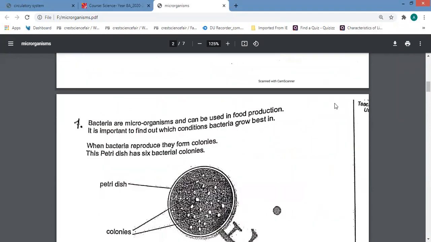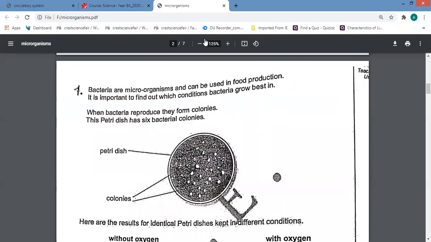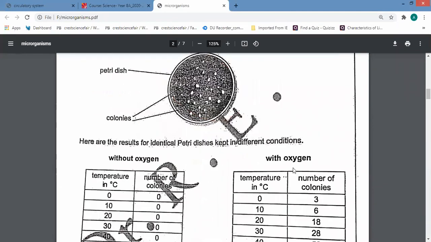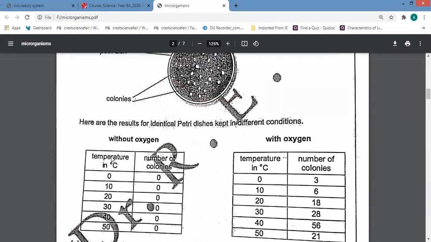The first question: bacteria are microorganisms and can be used in food production. It is important to find out which conditions bacteria grow best in. When bacteria reproduce, they form colonies, which means groups of bacteria live together. This one is called a petri dish, and it has 6 bacterial colonies. So what is the question? Here are the results for identical petri dishes kept in different conditions.